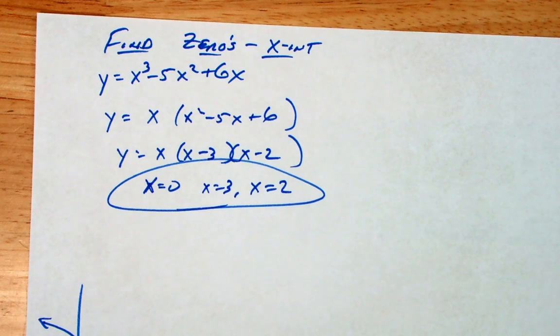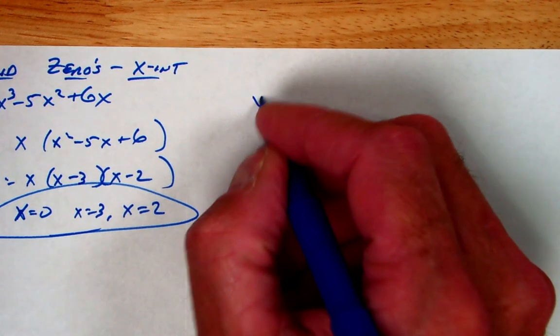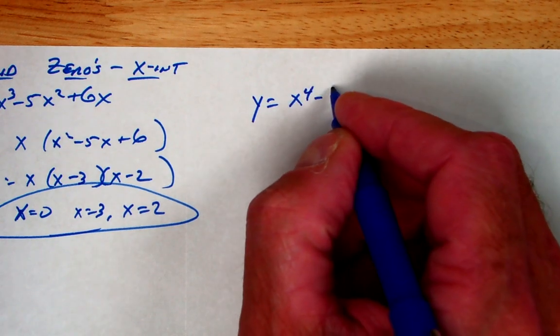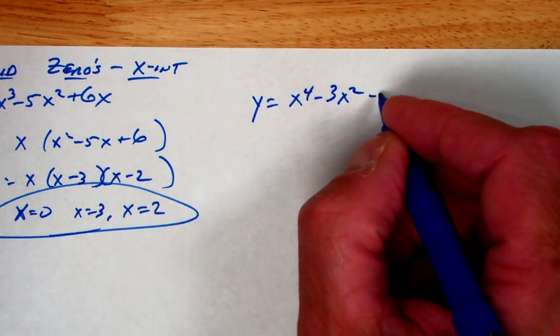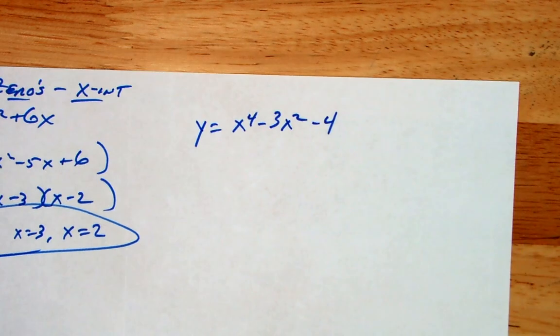Okay, now let's raise up the difficulty just a little bit. y equals x to the fourth minus 3x squared minus 4. Oh, I can't take an x out. So what do you gotta do? It's something with the x to the fourth minus 3x squared. Just relax.